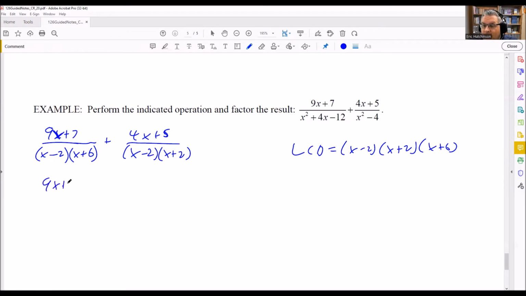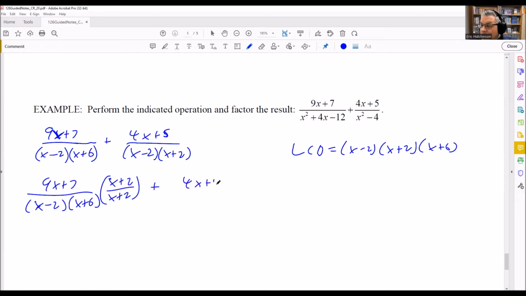So the first one, I have 9x plus 7. I have these two, x minus 2, x plus 6. So I have those. But what I'm missing is the x plus 2, top and bottom. Okay, so I'll multiply that by x plus 2 over x plus 2, a power of 1. So I'm not changing the problem by doing that.